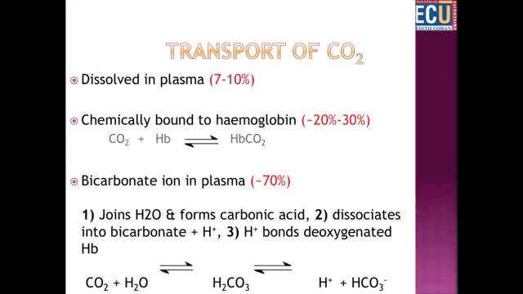Remember the transport of carbon dioxide: it's dissolved in plasma, approximately 7 to 10%. It's chemically bound to hemoglobin, approximately 20 to 30%, so carbon dioxide plus hemoglobin creates hemoglobin carbon dioxide. We also have bicarbonate ions in plasma, approximately 70%. Carbon dioxide joins water and forms carbonic acid, which dissociates into bicarbonate and a hydrogen ion, and the hydrogen ion bonds to deoxygenated hemoglobin. We can see this process just down below.